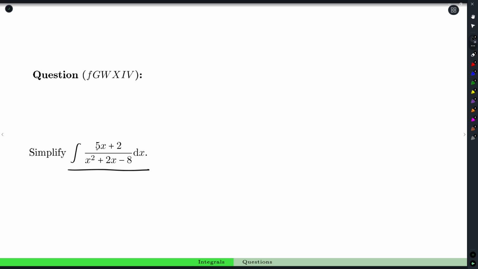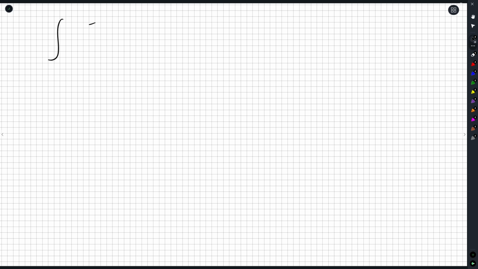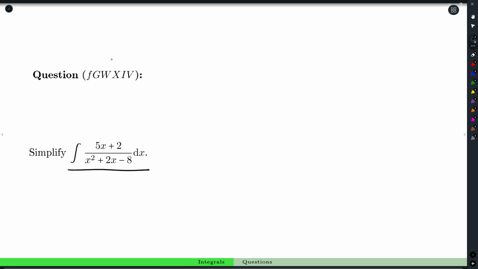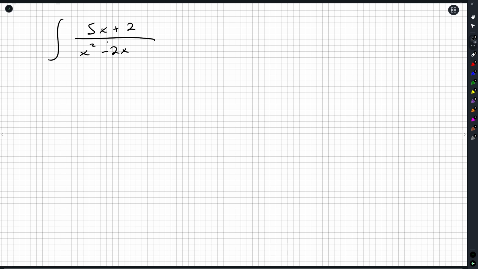Simplify, we're trying to integrate (5x + 2) over (x squared + 2x minus 8). All right, let's bring this over to our notepad. So this will probably take a little while because I see this is a rational function. I think it was a plus 2, right? Yeah, plus 2, not minus 8. This is a rational function.